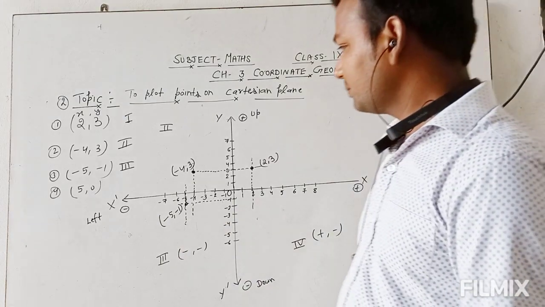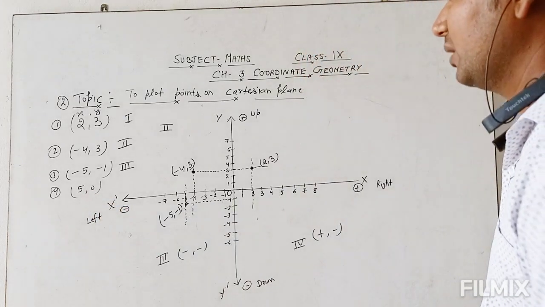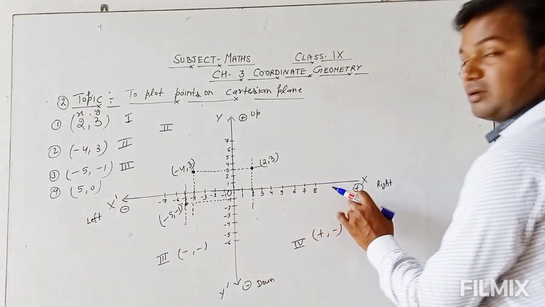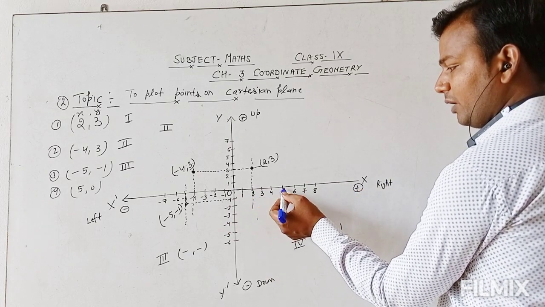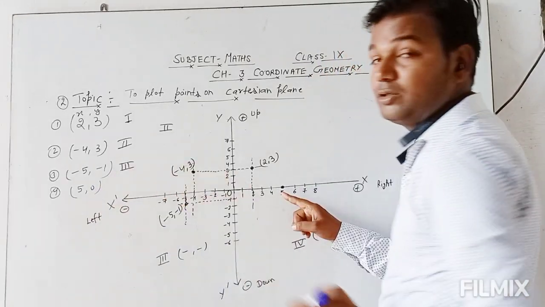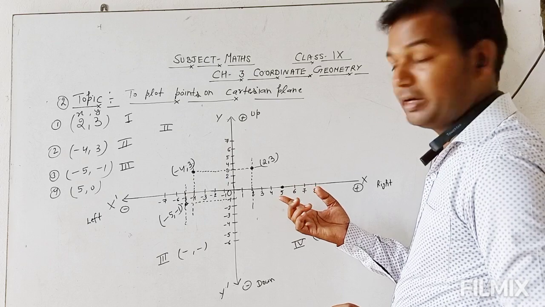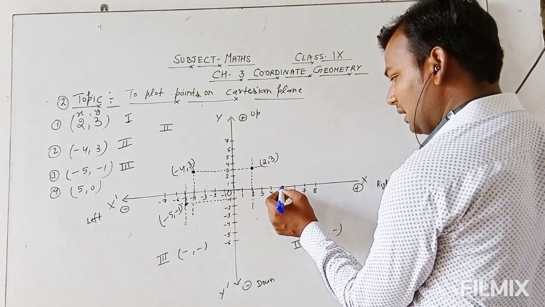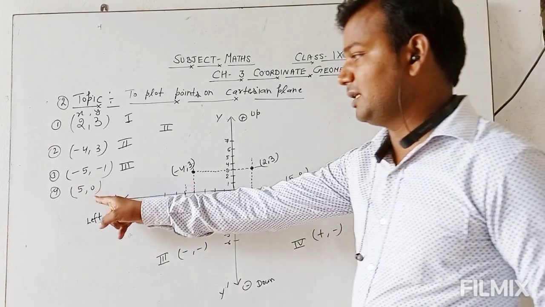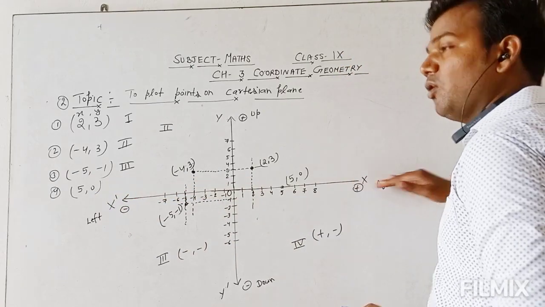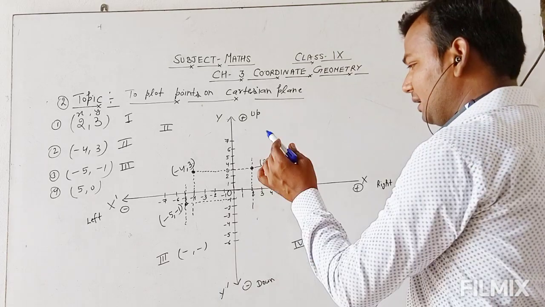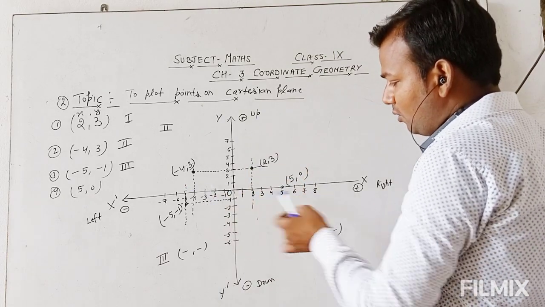Now the fourth one is (5, 0). The x coordinate is 5, and the positive direction of x is the right side. 1, 2, 3, 4, 5. So this is the x coordinate, 5. And the y coordinate is 0, so it will not lie on the y-axis. This point lies only on the x-axis. If the y coordinate is 0, the point lies on the x-axis.